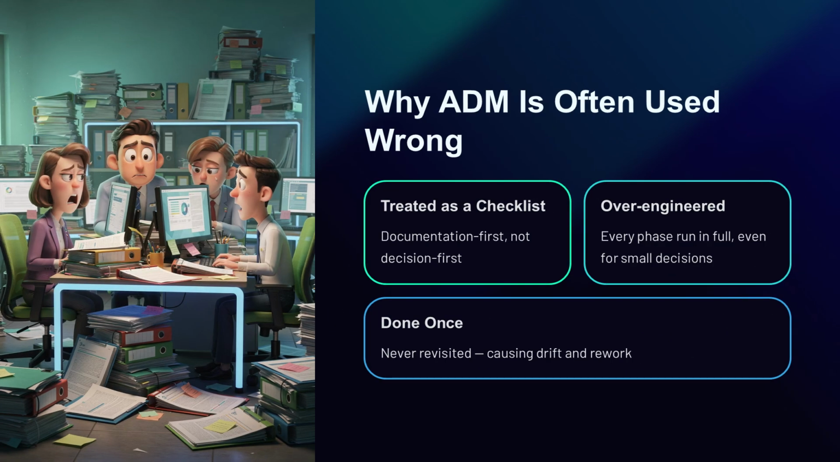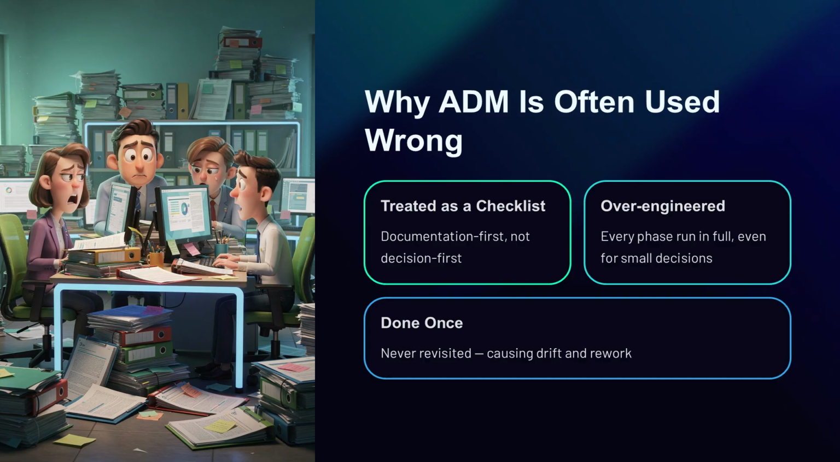Building on that intent, you should recognize why many organizations struggle with the architecture development method. They treat it like a checklist that demands documentation, instead of a decision cycle that enables progress. They try to run every phase in full detail, even when the decision is small, which creates frustration and delays. Or they treat architecture as something done once at the start and never revisited, which causes drift and rework later. When the architecture development method is misused, it becomes either too heavy or too irrelevant.